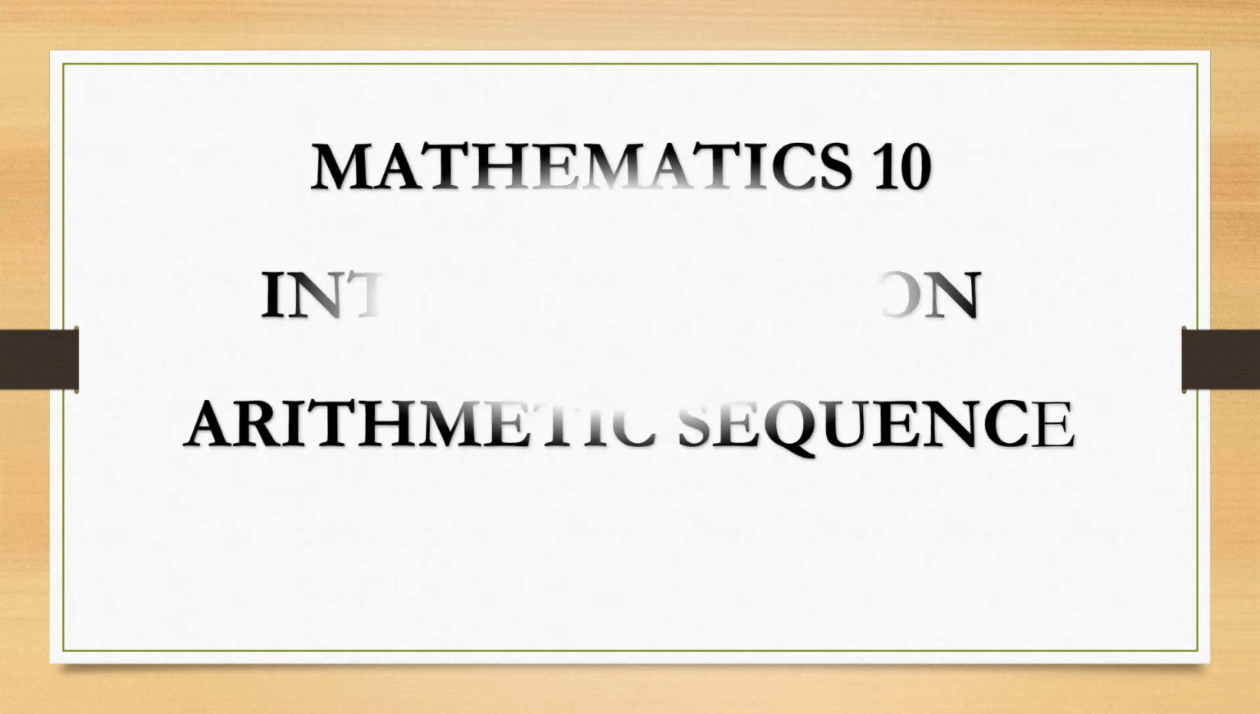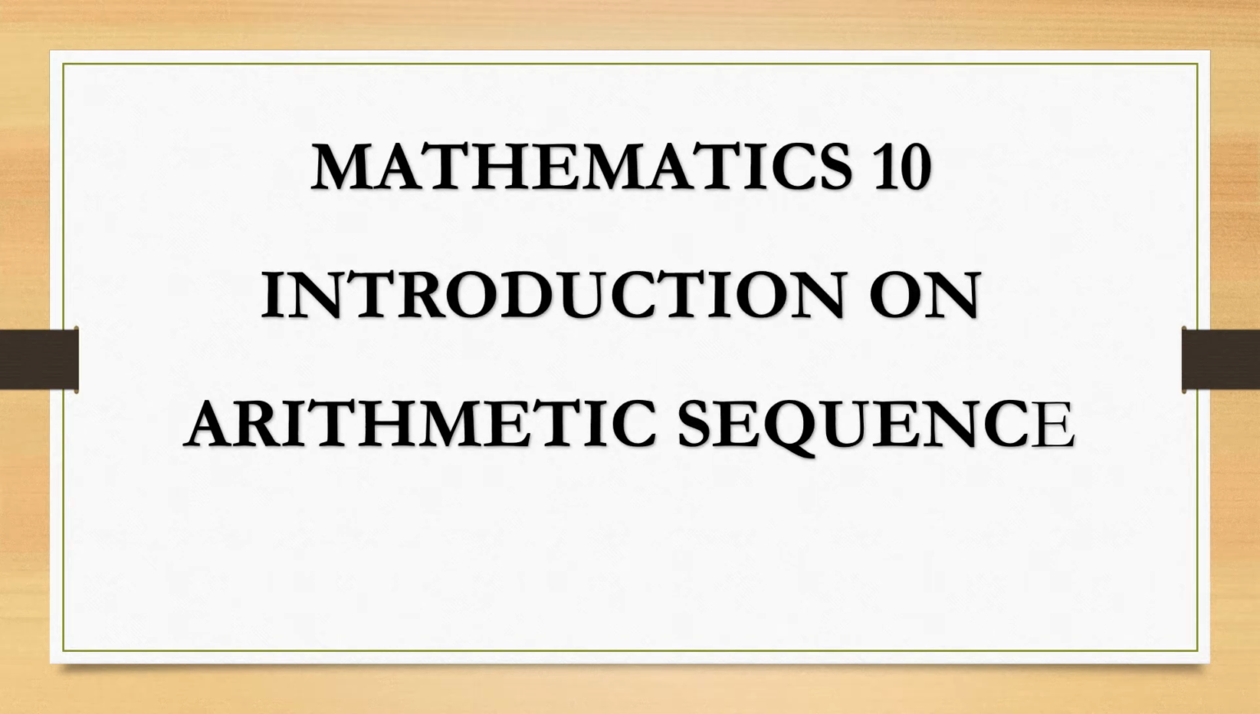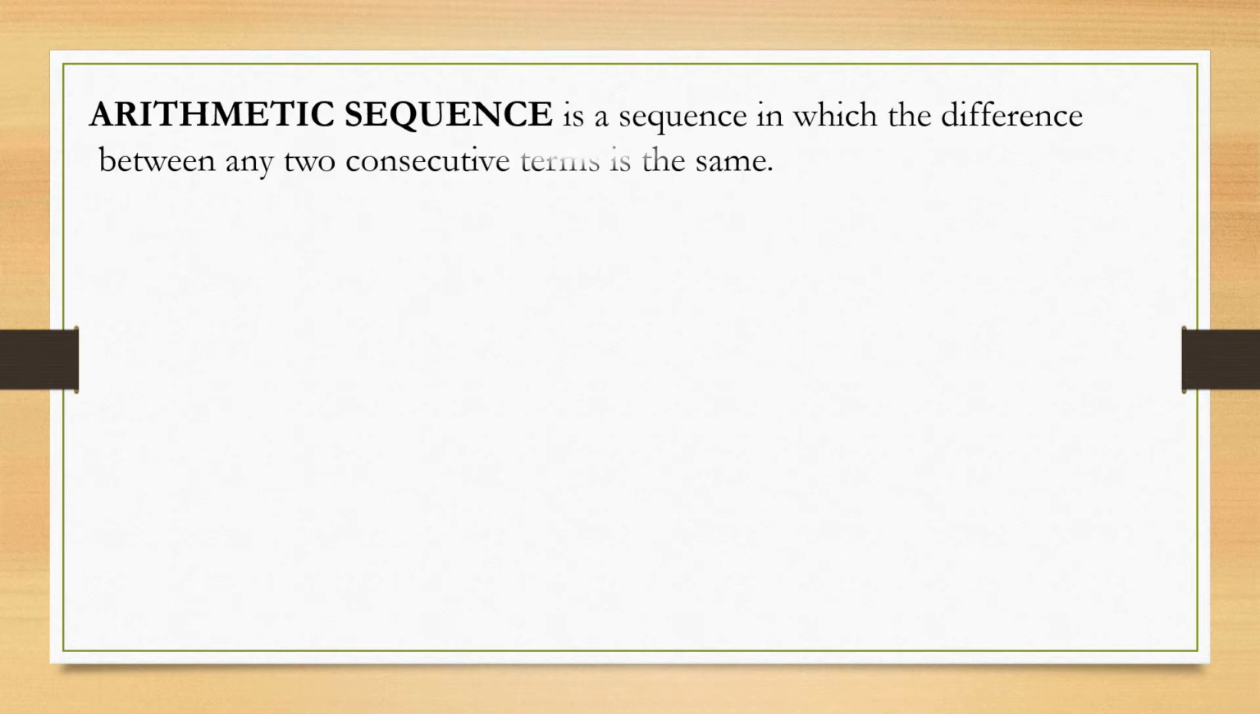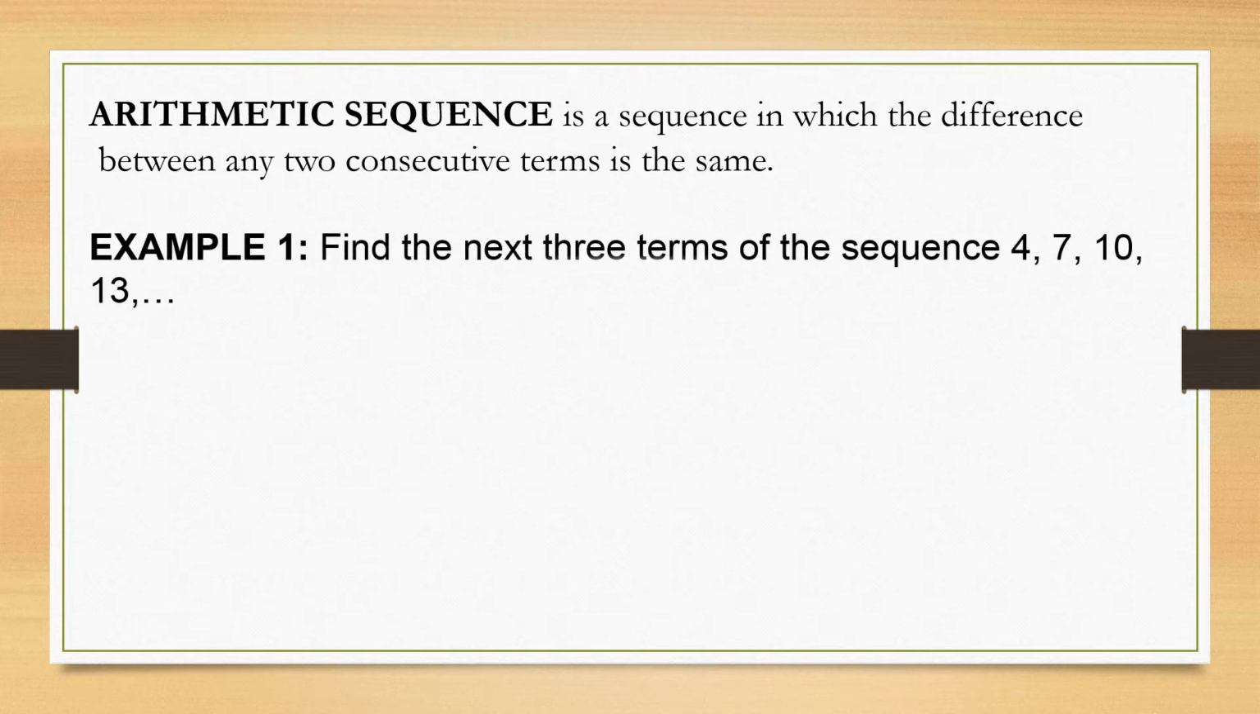Mathematics 10. Actually this is the introduction on arithmetic sequence. So we know that an arithmetic sequence is a sequence in which the difference between any two consecutive terms is the same. So very predictable. It means that we could say that the given sequence is an arithmetic one if, of course, their common differences are equal. So let us have an example.